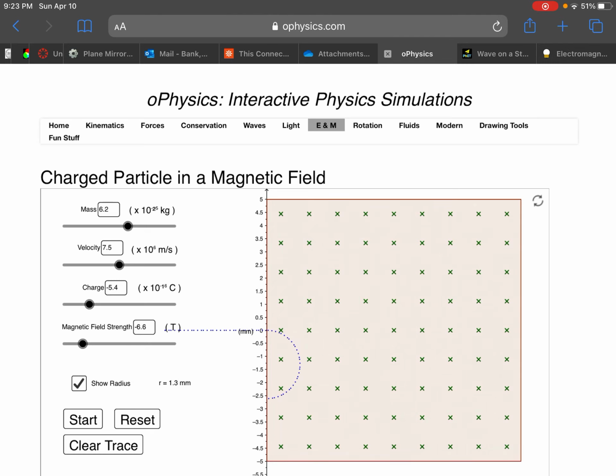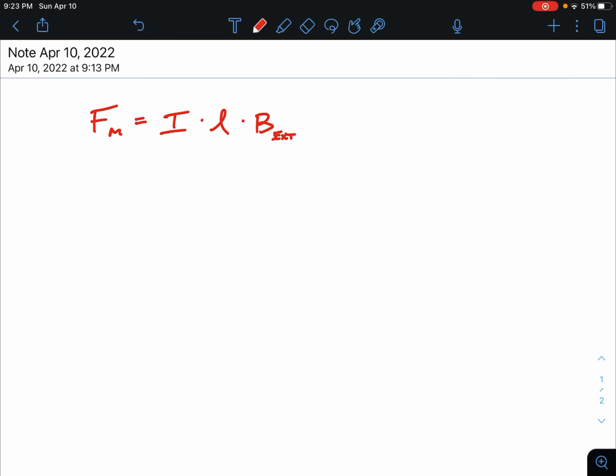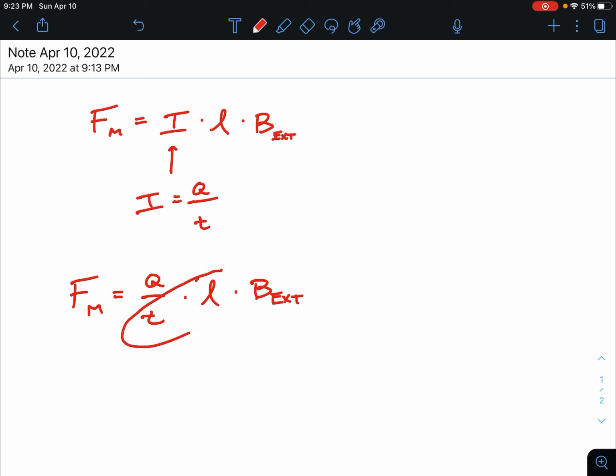All right, let's do a little bit of the math, though, so let me switch over to Notability, and let me show you how it relates to the current carrying wire, because like I said, this really isn't a new idea. What's interesting is if you think about what current is, if you remember from circuits, current is the charge that flows over some amount of time. So if I replace current with Q over T, but then still have it times length and then times the external magnetic field, what's interesting is length divided by time, which is also like distance divided by time, that's velocity.